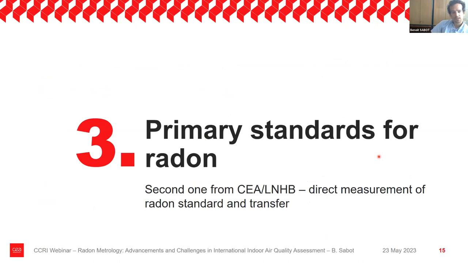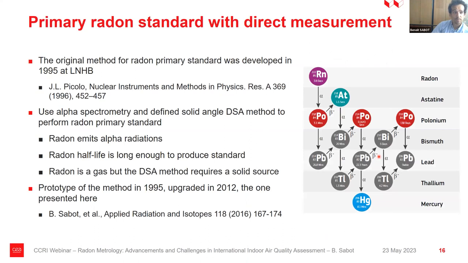And starting a few years later, the first primary standard of radon was developed, this time with a direct measurement of radon. And this was done at CEA LNHB. And in fact, it was done by Jean-Louis Picolo in 1995. And this is one of the methods I will present you because it was my first work at LNHB to make some upgrade of the system and to make it work well.